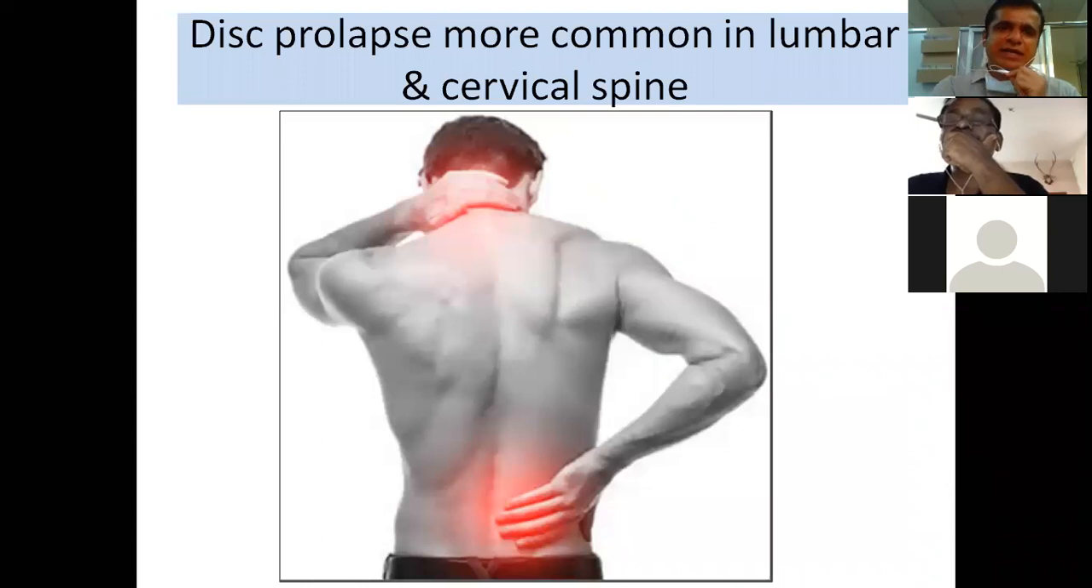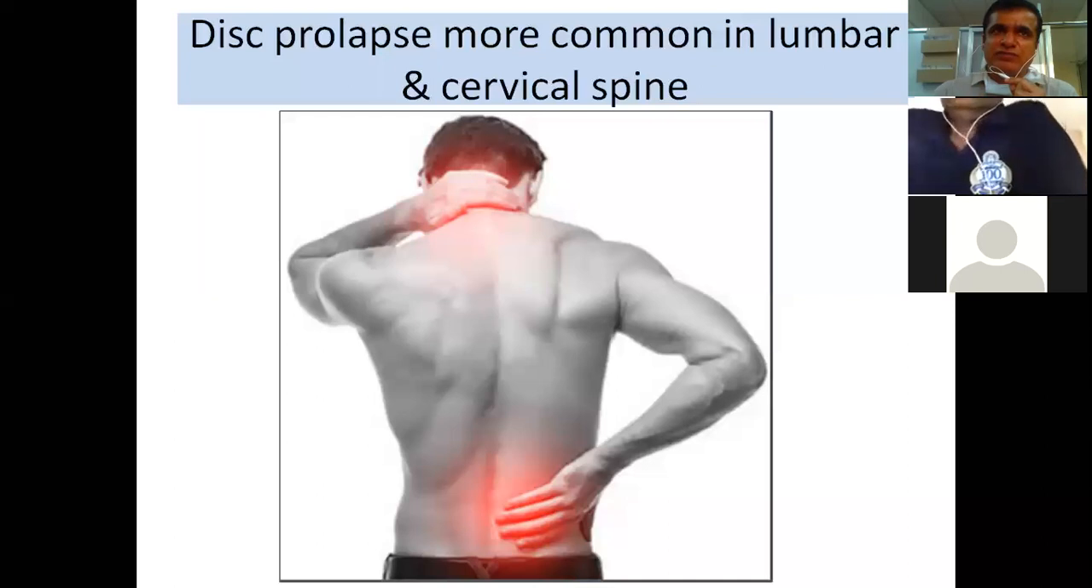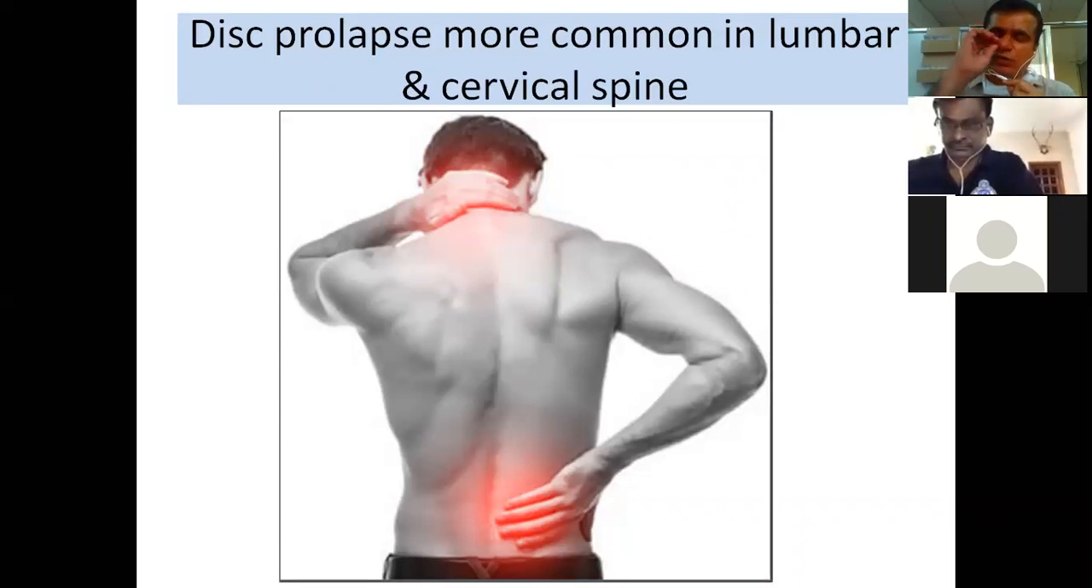As I said on the day, disc prolapse, disc degeneration, spondylotic changes are more common in cervical spine and lumbar spine because the range of movement is more in cervical spine and lumbar spine compared to thoracic spine. So since there is more range of movement, there is more wear and tear in cervical and lumbar spine. So cervical disc prolapse and cervical spondylosis are one of the most common presentations we see in our OPD practice.